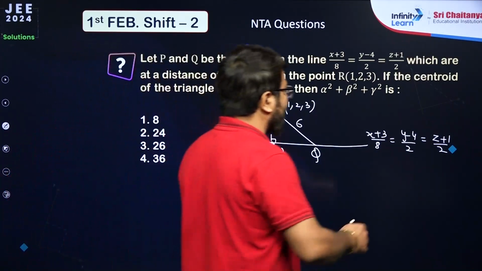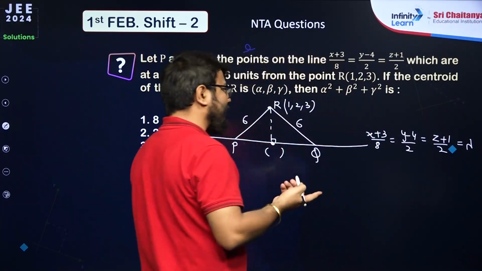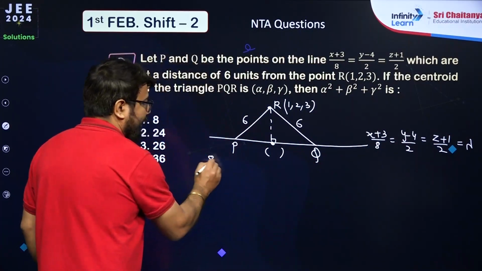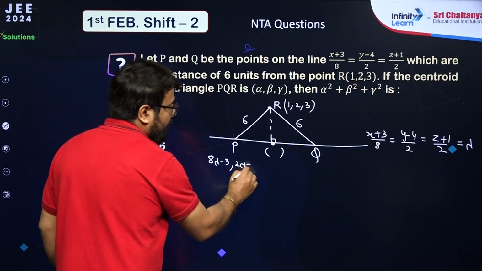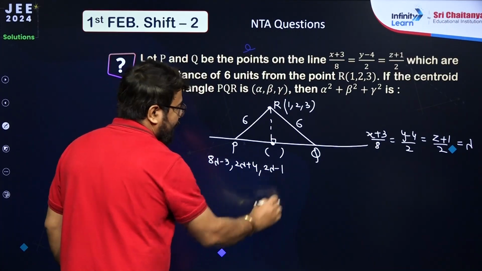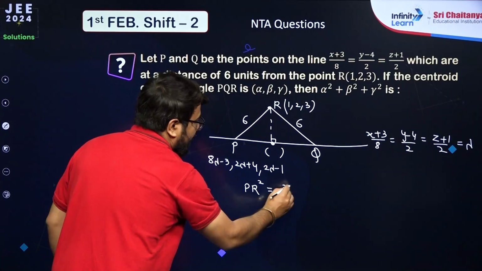See, if I assume this to be lambda, there are 2 or 3 methods of doing the question. Then any point P can be assumed as 8 lambda minus 3, then it will be 2 lambda plus 4, then it will be 2 lambda minus 1. So from here, I will be writing this PR square distance will be 36.